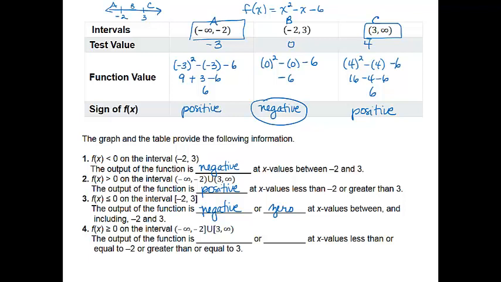And then f of x is greater than or equal to 0 on the interval from -infinity to -2 bracket, union bracket 3 to infinity. This means the output of the function is positive or 0 at x values less than or equal to -2 or greater than or equal to 3. So when we're trying to solve an inequality, what we're trying to determine is what interval or intervals of x yield a positive output or a negative output. So we'll see how we can do that.